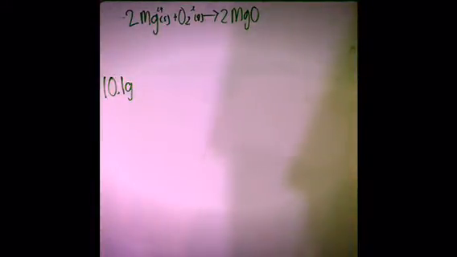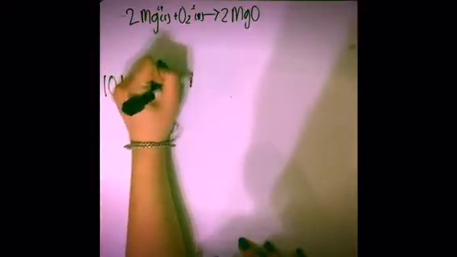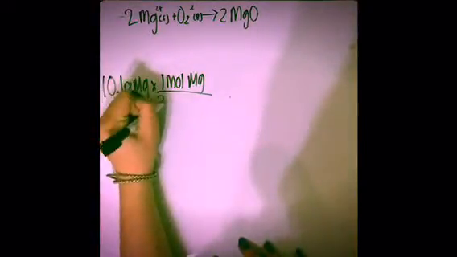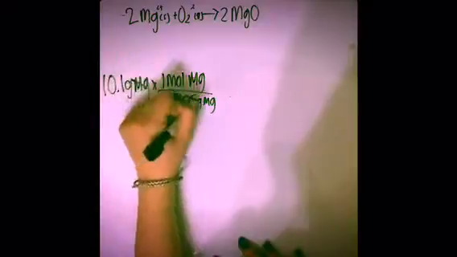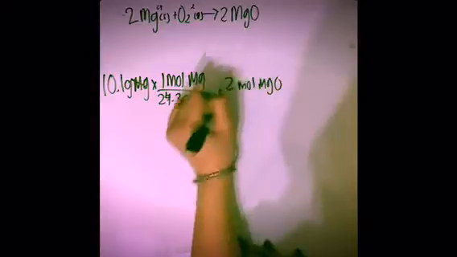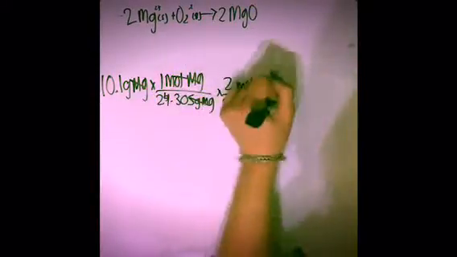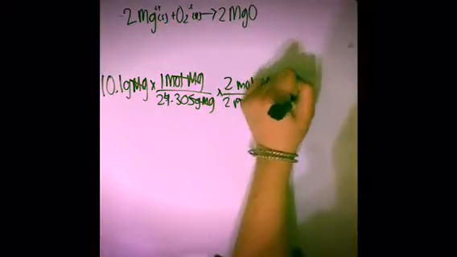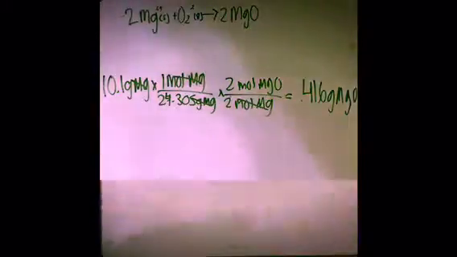So first you have to start by converting this all. So you would start with 10.1 grams of Mg and convert it to moles. So you would times that by moles of Mg, and you would put the molar mass on the bottom, which is 24.305 grams of magnesium, and that is located on the periodic table. But we are still not at the moles of MgO, so we would go back to our balanced equation and see that for every 2 moles of Mg, there are 2 moles of MgO. So you would set that up as 2 moles of MgO over 2 moles of Mg, and that would give you 4.16 moles of MgO.